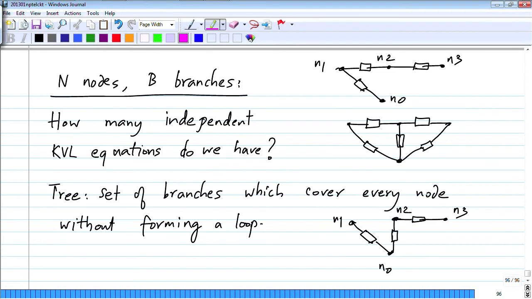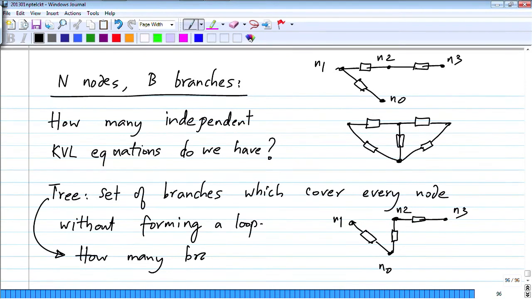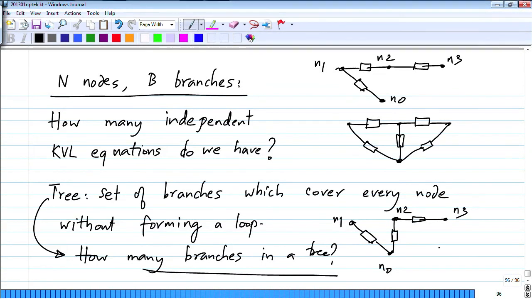Okay, so now this should be easier to answer. How many branches are there in a tree? We have a circuit with n nodes and b branches. So how many branches would be there in a tree? Again, some of you are giving numerical answers. I am interested in a general answer for a circuit with n nodes and b branches, not for this specific circuit.